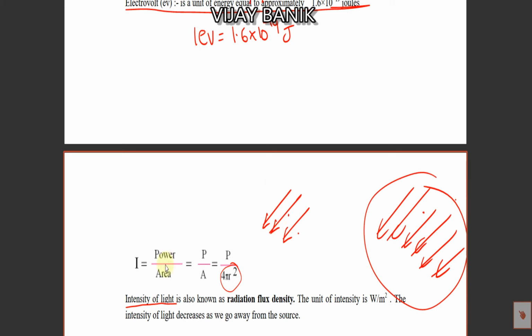Intensity is power by area. Power is in watt, area is in meter square, and intensity is watt per meter square. You guys should know this. Intensity spreads like a sphere. Just remember that. The further you go away from the source of light, the less the intensity becomes.